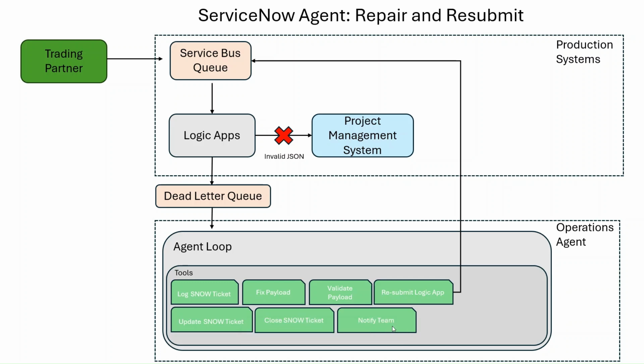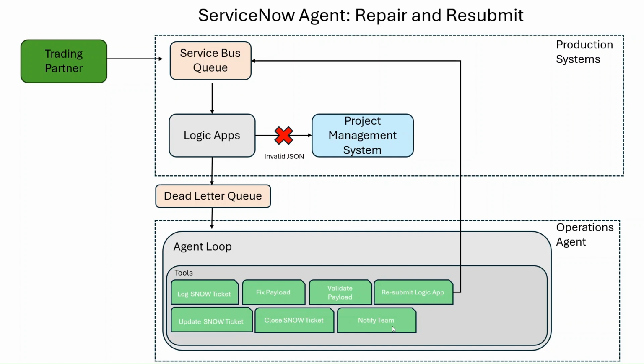All right, so this use case comes from one of our energy customers. What they do is receive messages from a trading partner that include equipment type information, and they need to update their project management system. What happens is that this JSON data they receive can be malformed.